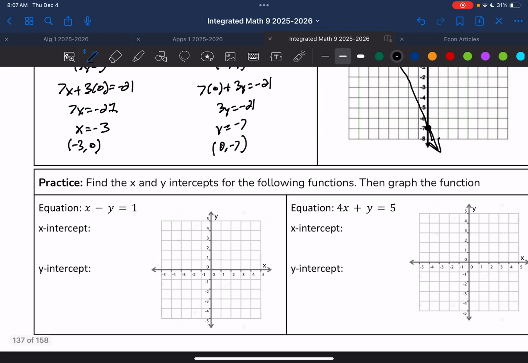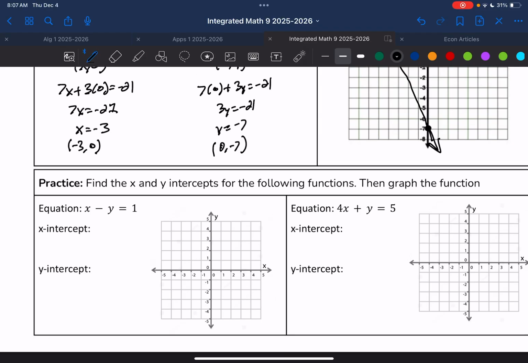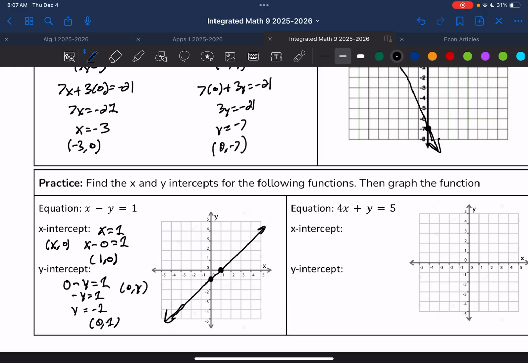All right, so let's do that now. For the x-intercept, we're going to set y equal to 0. So again, that's x comma 0, meaning x minus 0 is 1, meaning my x-intercept is going to be at 1, 0, because that implies that x equals 1. And then for my y-intercept, I'm going to set x equal to 0. So that means 0 minus y is equal to 1. Negative y is equal to 1. y is equal to negative 1, meaning my intercept, 0, comma y, is at 0, comma negative 1. So here's my x-intercept, here's my y-intercept. Here's the graph of that line.